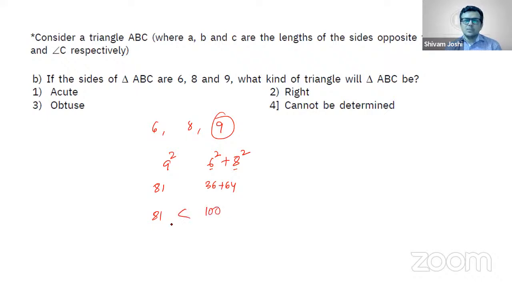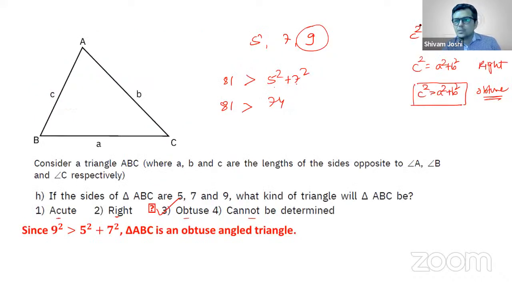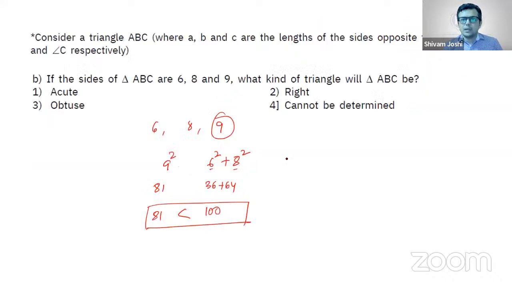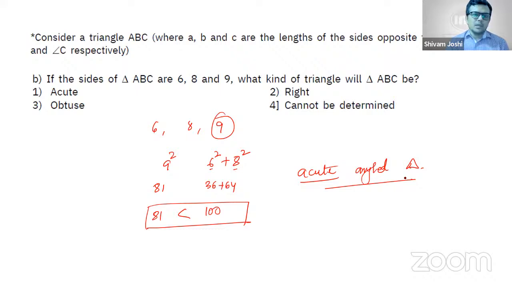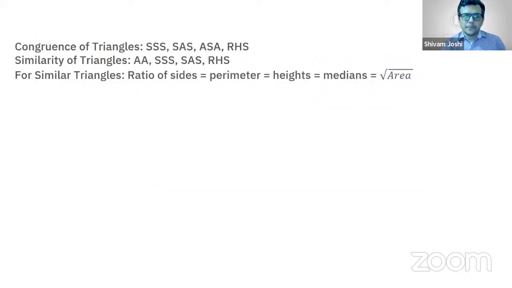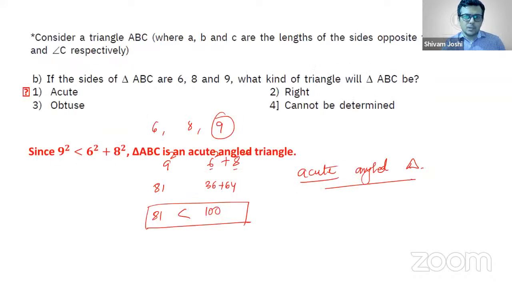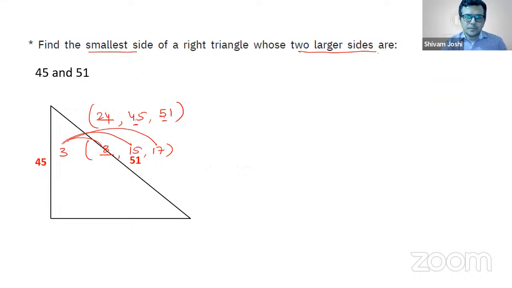Now this time my C squared is less than A squared plus B squared, as you can see. You have the less than sign. So if C squared is less than A squared plus B squared, we'll have this case, which is an acute angle triangle. Okay, so this is how one can determine whether the triangle is acute, obtuse, or right. Now before I go further, I'll solve that question that we left earlier.